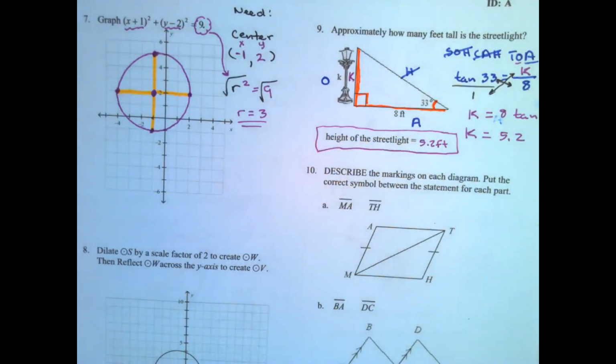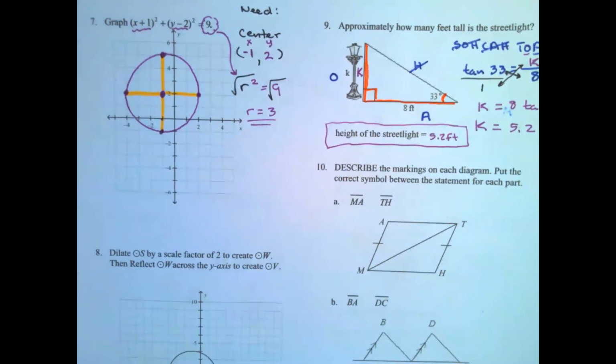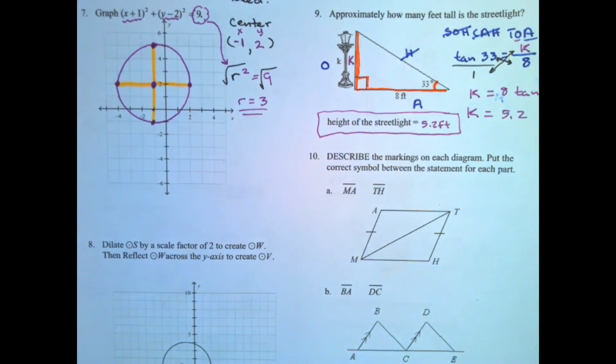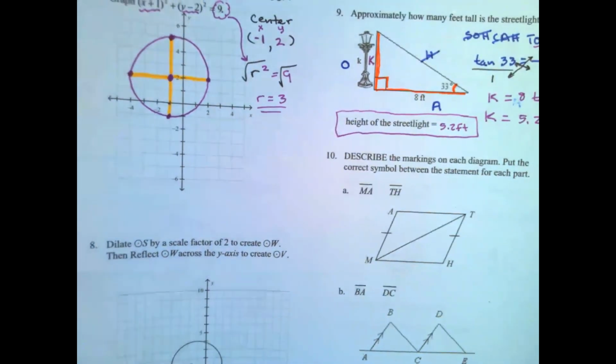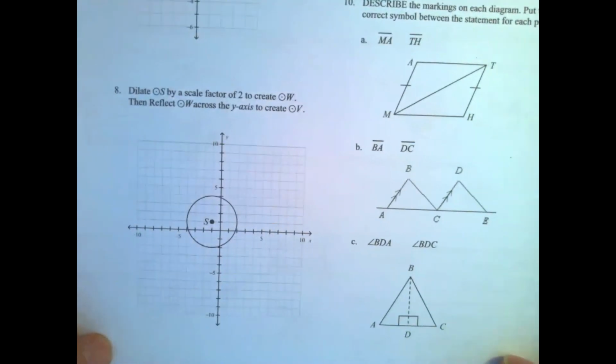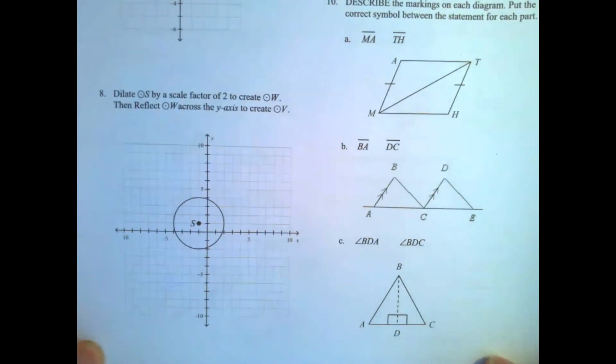All right. 2 more to go. Then we can get started on the test. Remember, don't give up on the test. Work hard. Look at your word wall. You got this. So these are the last 2 questions here.